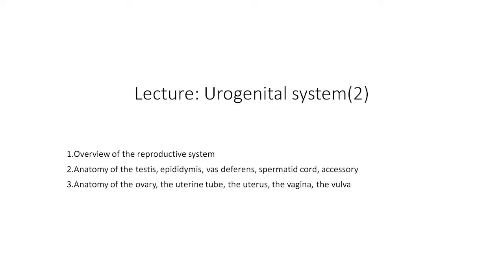Next question. Overview of the reproductive system; anatomy of the testis, epididymis, vas deferens, spermatic cord, accessory glands. Third, anatomy of the ovary, the uterine tube, the uterus, the vagina, the vulva.